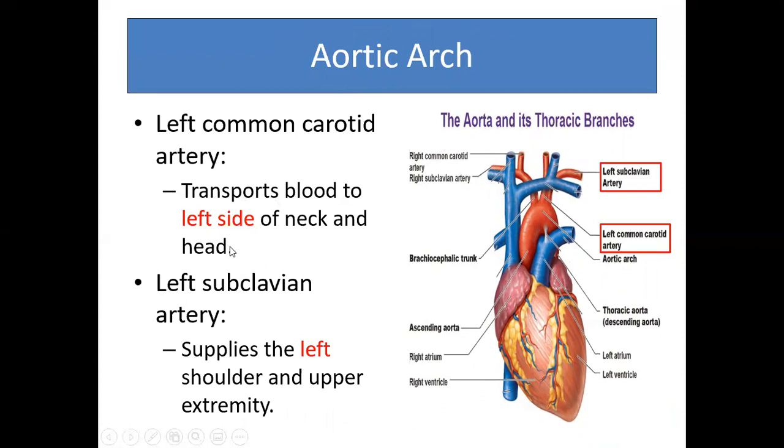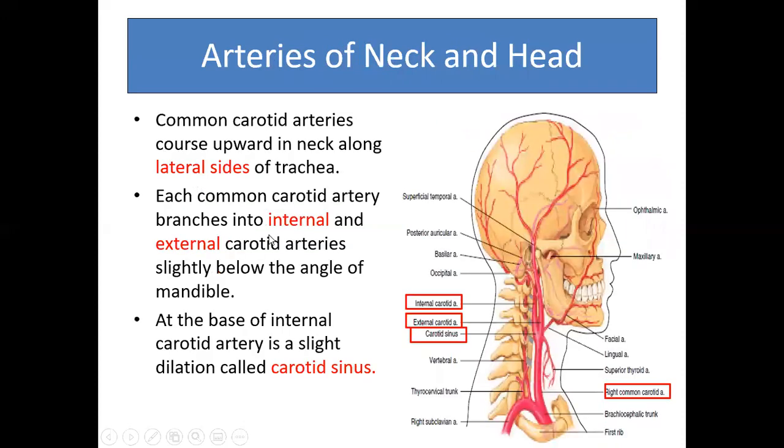The right side of the neck and head, the blood is carried by the right common carotid artery. The left side of the neck and head is carried by the left common carotid artery, which is the second branch of the aortic arch. And then the left subclavian artery, if you see here, supplies the left shoulder and also the upper extremity.